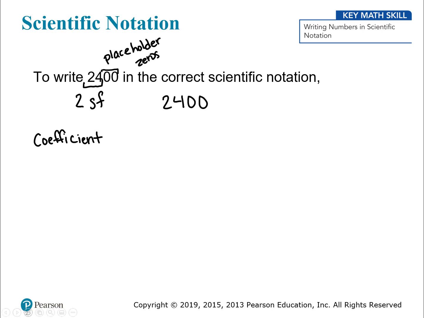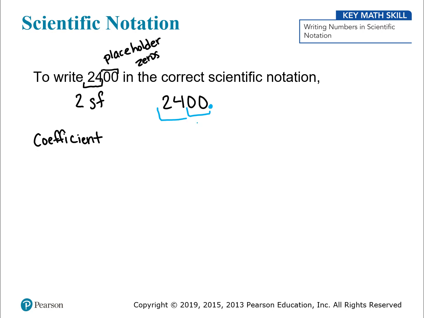For our coefficient, and I will add a decimal point here just so that you can see it more clearly, but there's no decimal point in the actual number, so that's why we're saying 2400, okay? But I want you to be able to see a decimal point that can move. So to make our coefficient, it has to be at least 1 and less than 10. If I were to put it here, our coefficient would be 24. That's too big. Let's try again. If I were to put it out here, it would be 0.24. Too small. It's got to be at least 1.